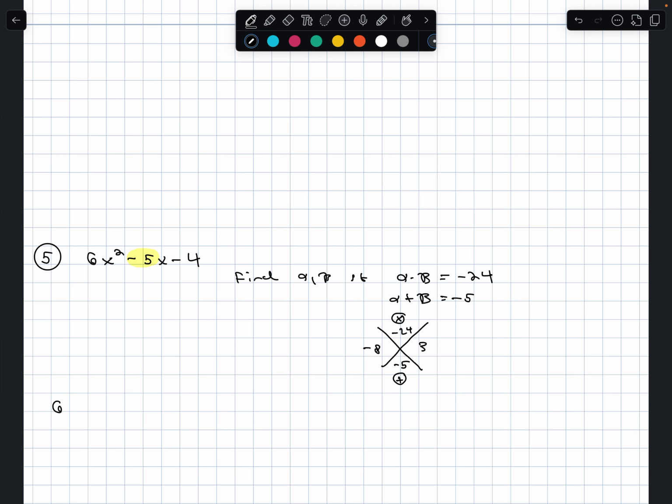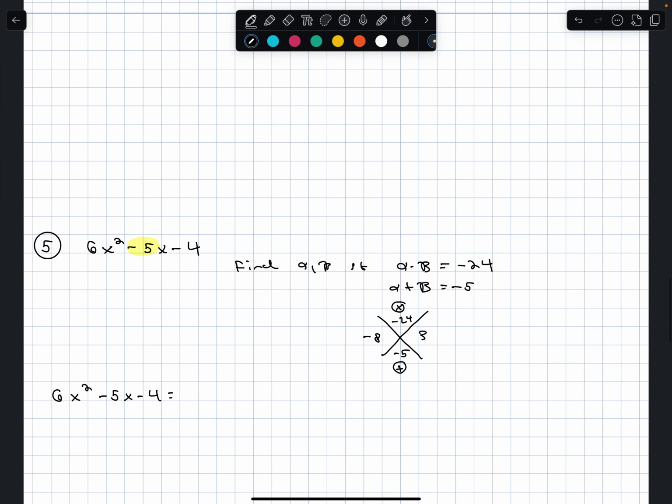So using that now, we can rewrite this as 6x squared minus 5x minus 4. This is the same thing as 6x squared minus 8x, plus, or let me write it as this, you'll see why, plus 3x minus 8x minus 4. Right, we use the fact that negative 5 adds to 3 minus 8, so let's rewrite negative 5x as the same thing as 3x minus 8x.